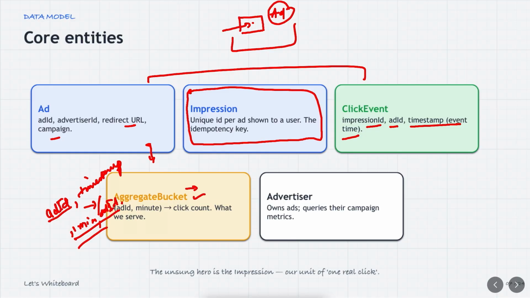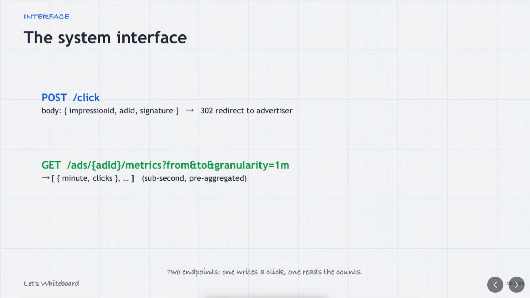The fifth core entity is the advertiser. We may not even need to discuss this because we are not really going to use it. The advertisers are the ones who are displaying those ads, so they own the ads. They can query those campaign metrics. Eventually, whatever we are building is for these advertisers, so they have to be able to see those ads on their side via a dashboard. So we can consider that as another core entity. So let's move on.